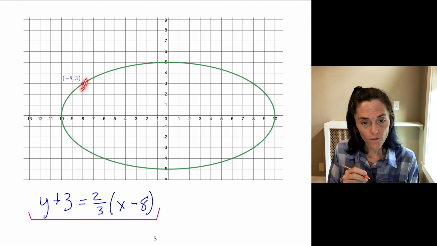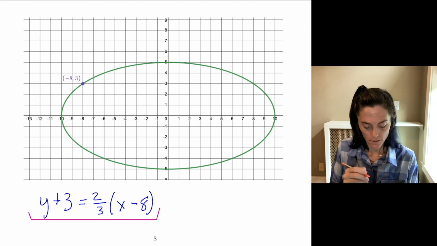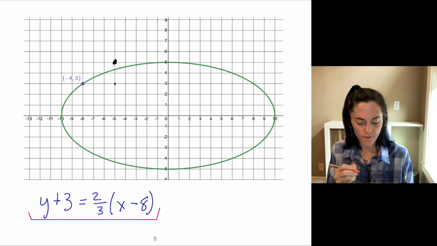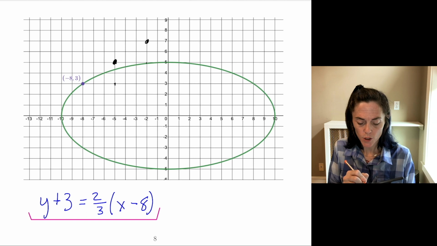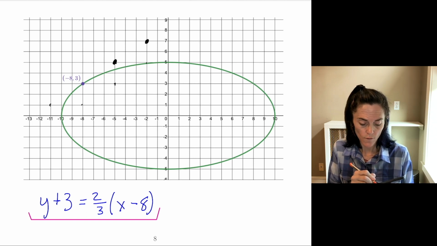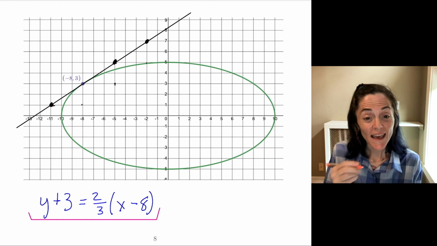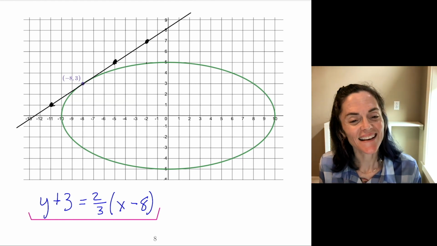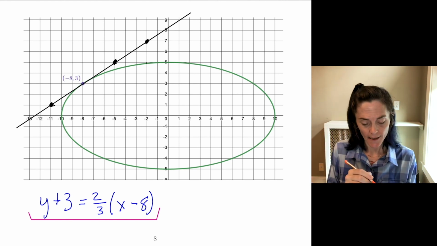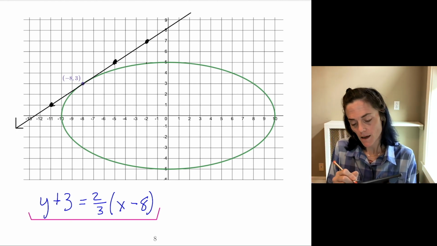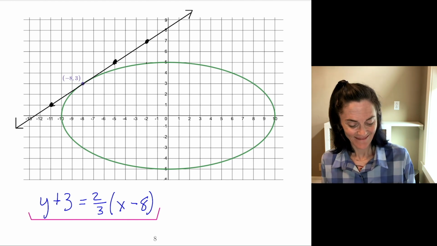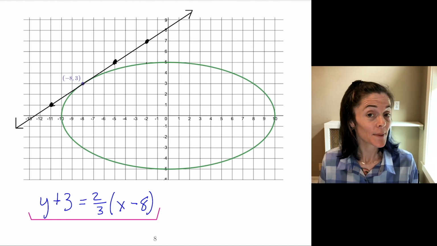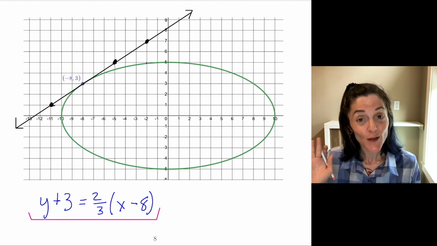So if I go over 3, up 2, that will be on my graph. And then go over 3, up 2. And then go down 2, over 3. Okay, that's pretty good. I have a straight line through those points. And we can see, it definitely looks like a tangent line here. That was a fun exercise. So this is the end of our discussion of implicit differentiation. Thank you so much.